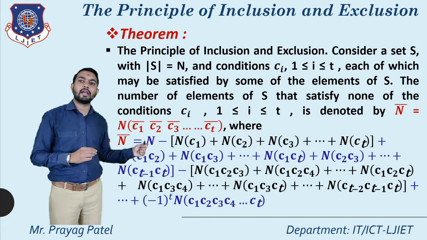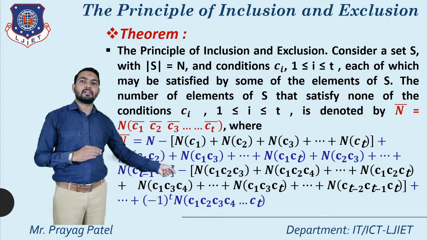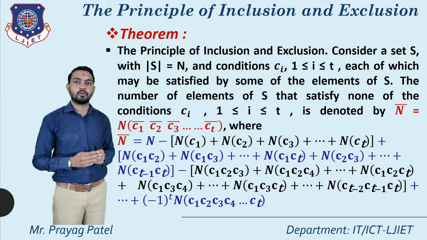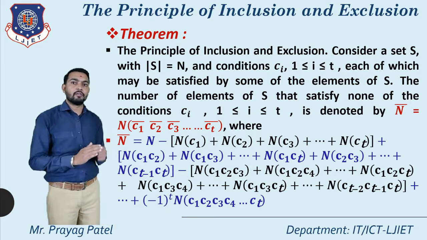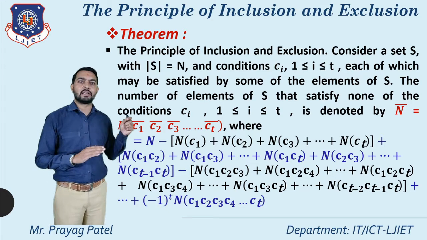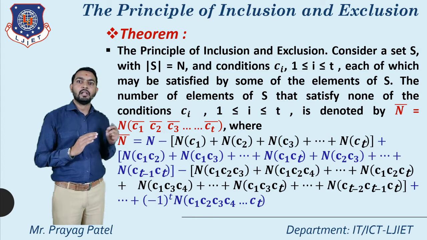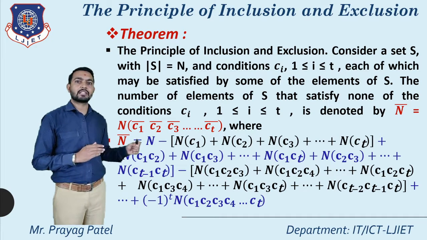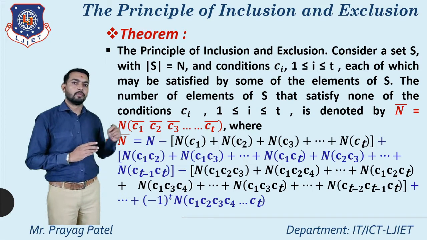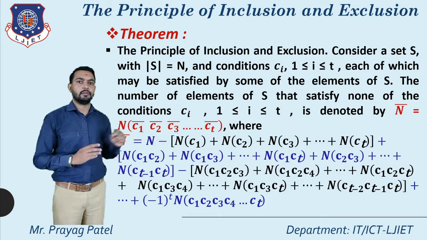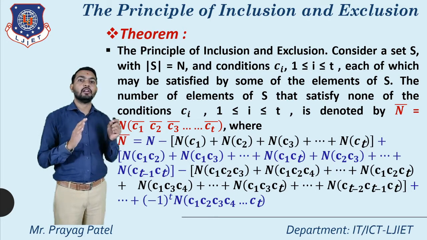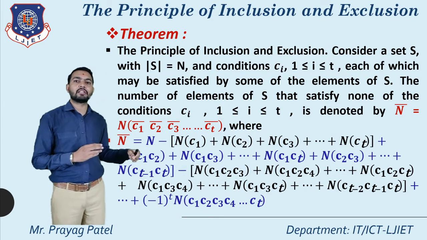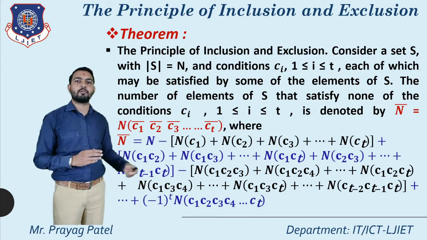The next part is N(C1C2C3), the combination of three elements. So all the combinations of three elements like C1C2C3, C1C2C4, then C1C2Ct, then C1C3C4 up to C1C3Ct, and the last is N(Ct-2 Ct-1 Ct). So this is our last element for the combinations of three elements. And at the end, how many times do we repeat this process for t elements? We repeat this process t times.